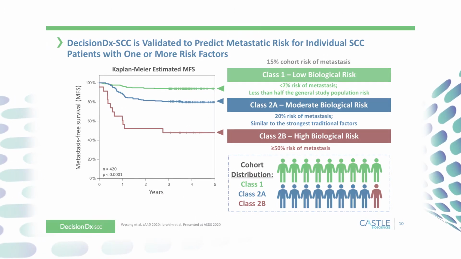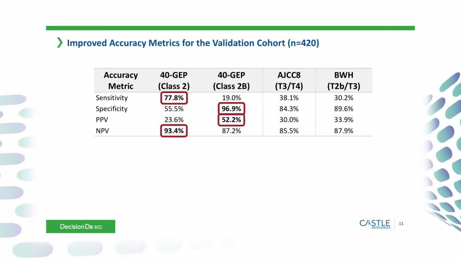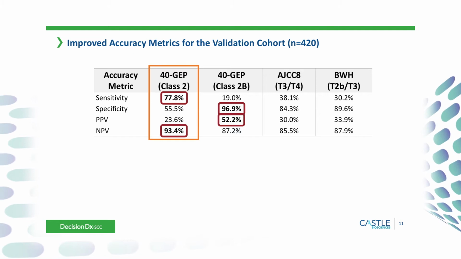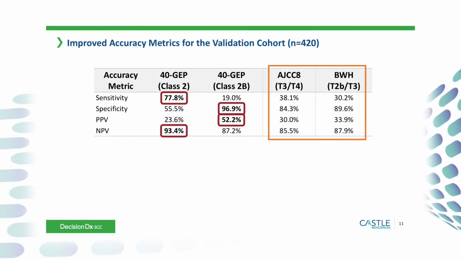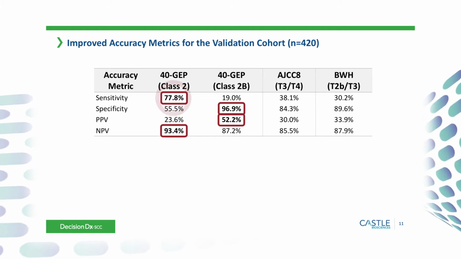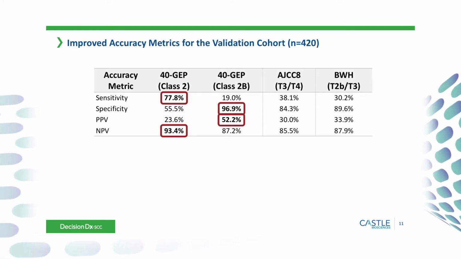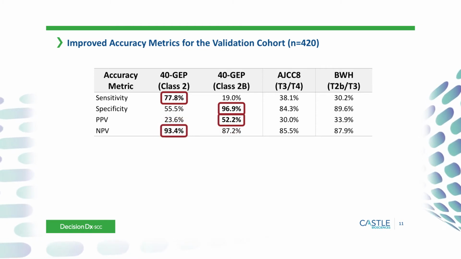And you see the cohort distribution here, about half and half class 1, class 2A, small percent class 2B, again, about what we would expect knowing the biological behavior of this tumor. And these are the accuracy metrics. So you can see 4 separate columns here. The 40 GEP as a class 2A or class 2 in general, 40 GEP as class 2B, and then comparing that to the AJCC and the Brigham and Women's Health statistics, accuracy metrics. You see highlighted here a pretty high sensitivity, relatively speaking, a very good specificity, and a PPV and an NPV that are frankly either consistent with or even a little bit better than for the other staging systems. So really, the accuracy metrics on this are quite good.